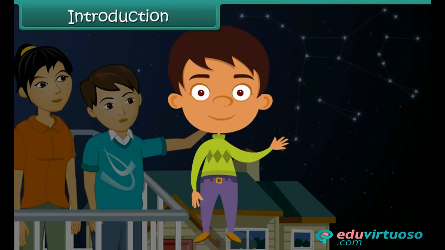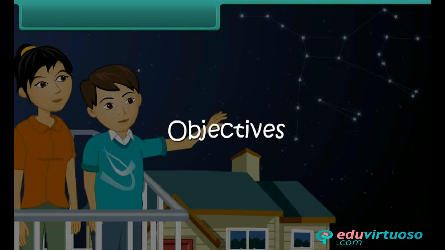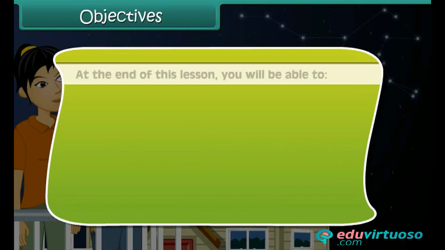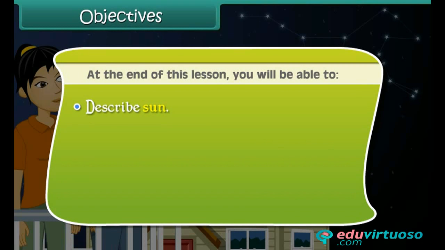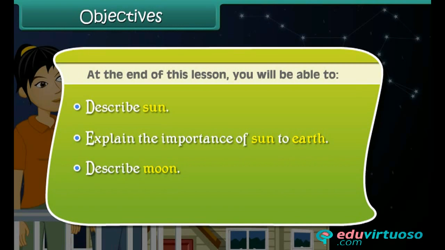In this lesson, you will learn about heavenly bodies. Objectives. At the end of this lesson, you'll be able to describe the sun, explain the importance of the sun to Earth, describe the moon, and list important shapes of the moon.